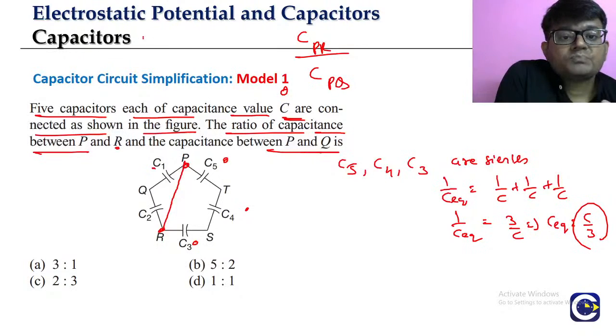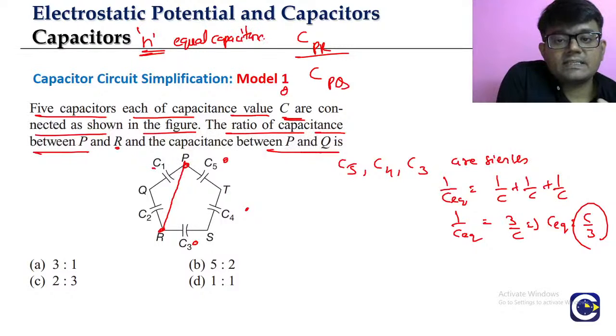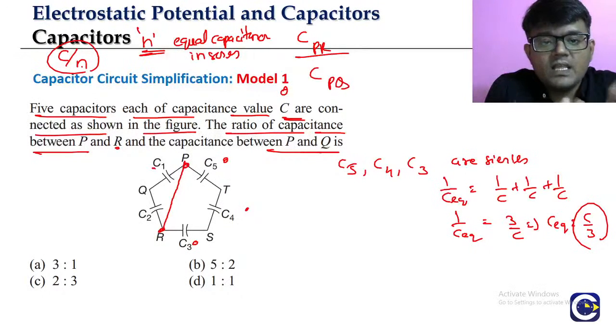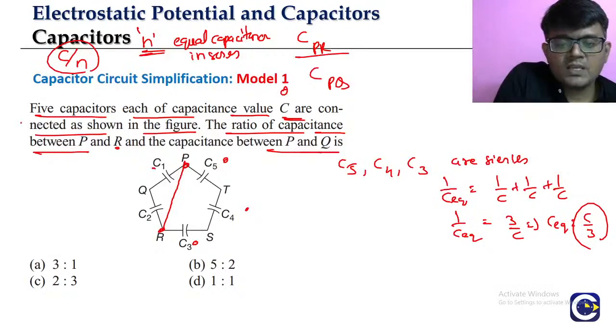When you have n number of equal capacitances in series, then the equivalent capacitance will come as C by n. If you are having two equal capacitors in series, the equivalent capacitance is C by 2. If you are having 3, it is C by 3. If you are having 10, it is C by 10. Okay? So the equivalent of C5, C4, C3 is C by 3.